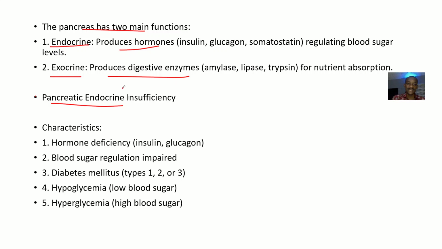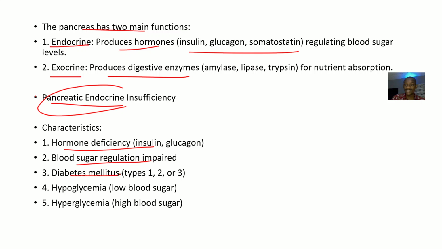Now let's talk about the endocrine first, which has to do with these three main hormones. What are the characteristics? If you are saying there's a pancreatic endocrine insufficiency, you are saying the hormones are not enough, so the hormones are deficient. What is the function of the hormones? To regulate blood sugar. So blood sugar regulation will be impaired.